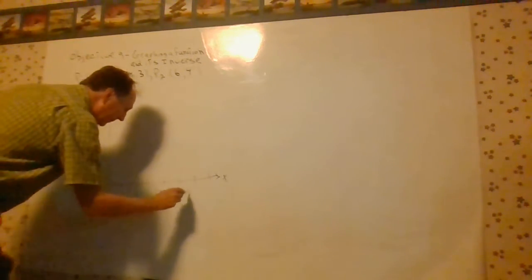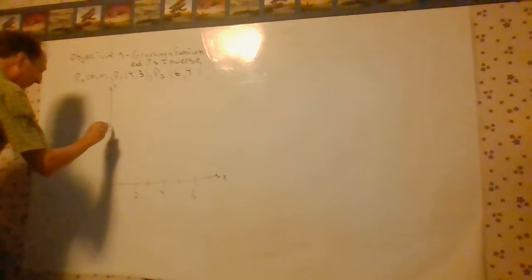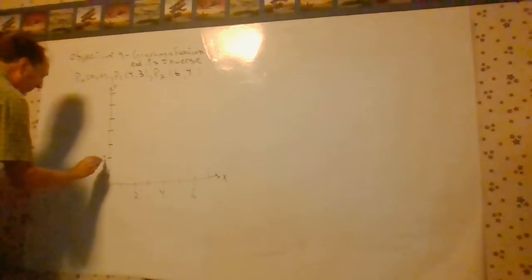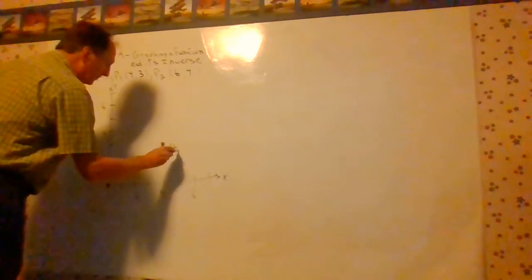there's y, and on our x-axis we need a scale of 1, 2, 3, 4, 5, 6, or 2, 4, 6. That's on the x scale, and the y scale, same thing. 1, 2, 3, 4, 5, 6, or 2, 4, 6. And P0 is the origin. P1 is 4, 3. We're going to go over 4, up 3. And I'll write 4, 3. And then P2 is 6, 4, all the way over to 6, up to 4.